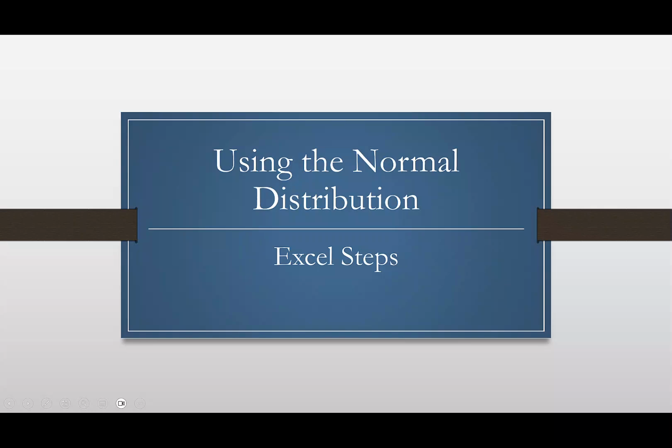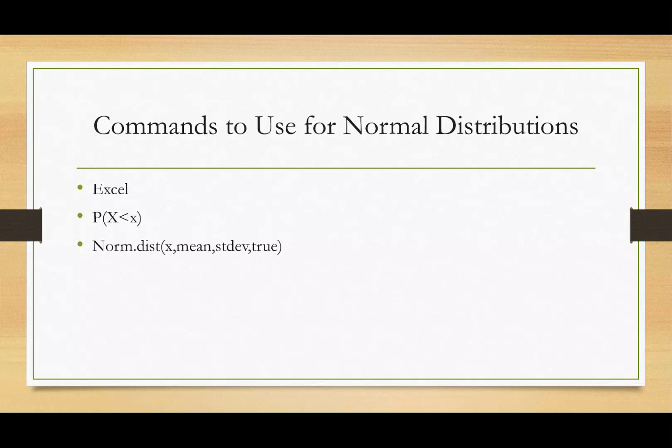Hi everybody, today we're going to talk about using the normal distribution with Excel. In Excel, when we want to use the normal distribution for the probability that the distribution is less than a value x, we'll put in norm.dist, then the value of x that we're looking up, we'll enter the mean for the distribution, the standard deviation for the distribution, then say true to get the cumulative probability distribution.